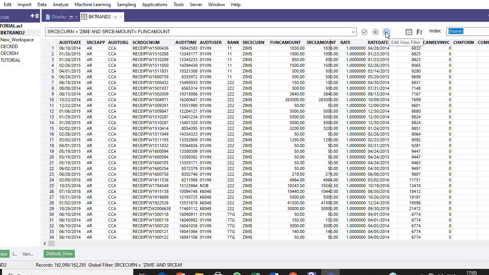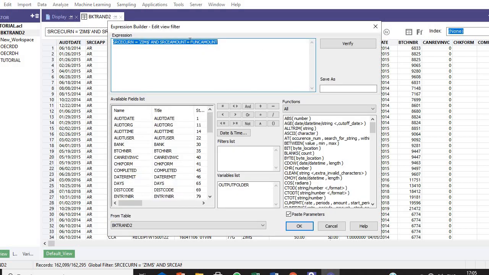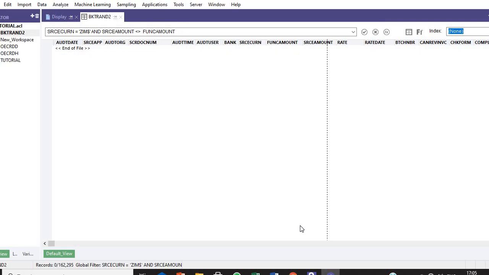My expression is not correct. This is not supposed to be equal. It's not supposed to be equal, so I'm supposed to put not equal, not equal rather than equal. So let's go. There you are.